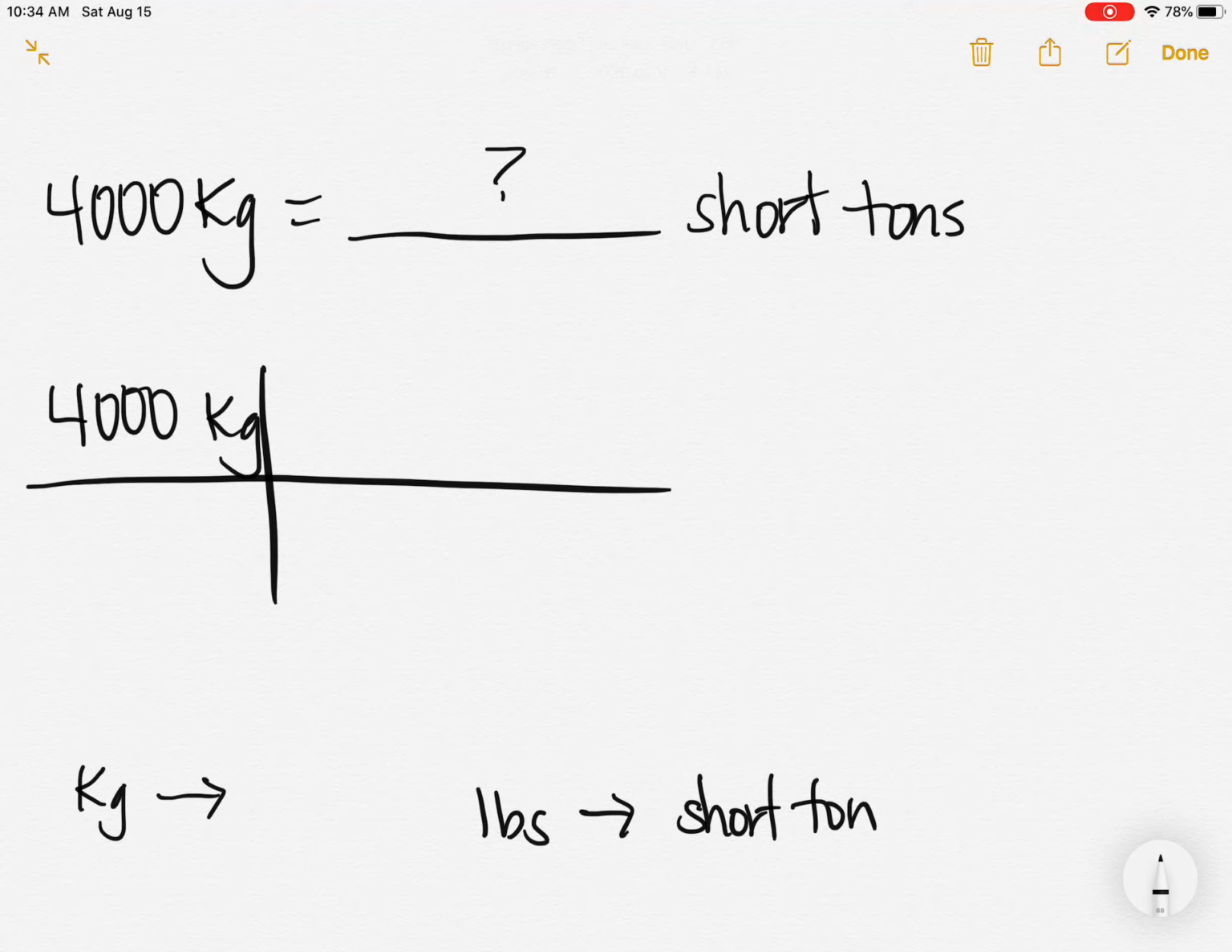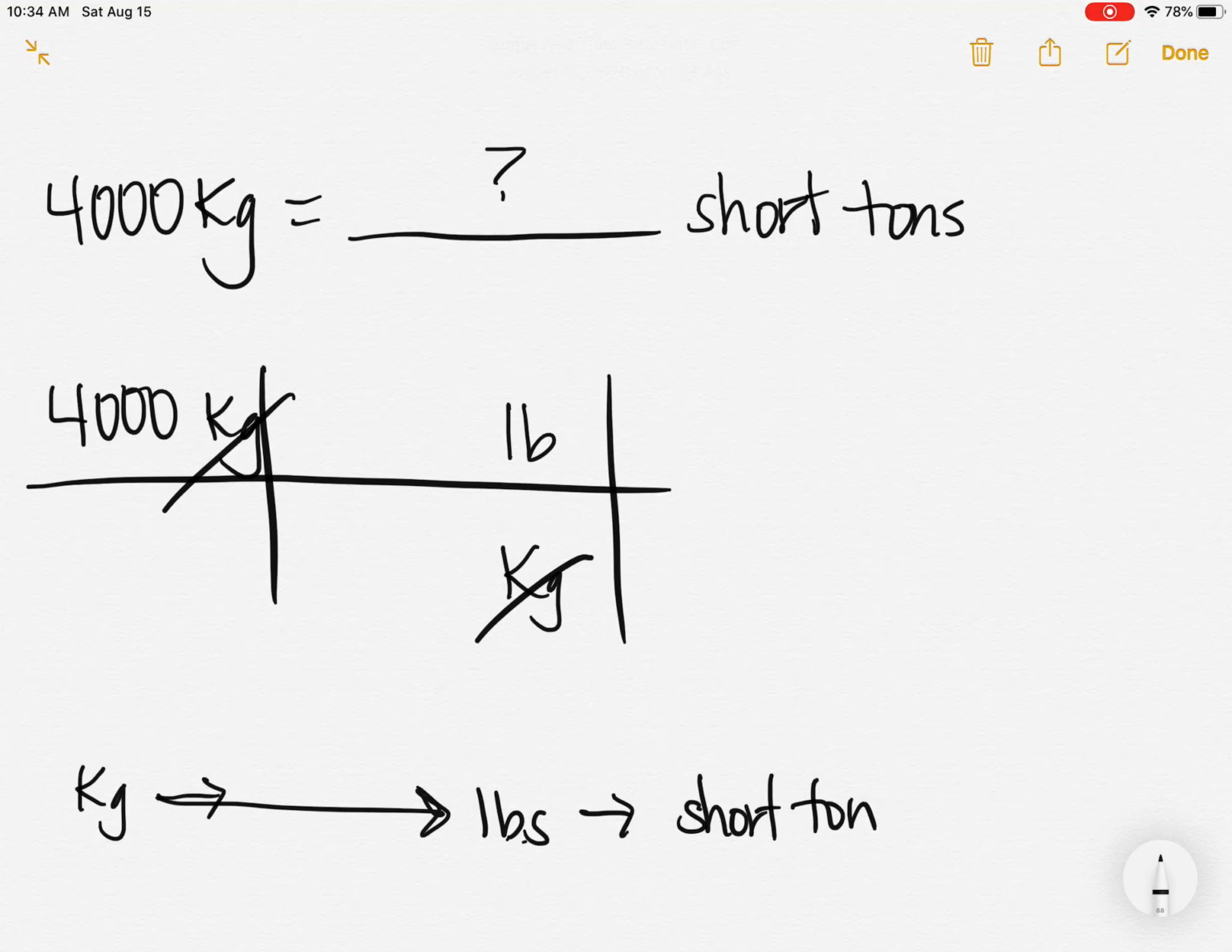So the question now is, can I get from kilograms to pounds? And I can. It's actually there twice. You see that 1 pound is equal to 0.45 kilograms, or 1 kilogram is equal to 2.2 pounds. Those are actually the same conversion factor, and it doesn't matter which one we use. So my path, so to speak, is going to be kilogram to pound, and then pound to short ton.